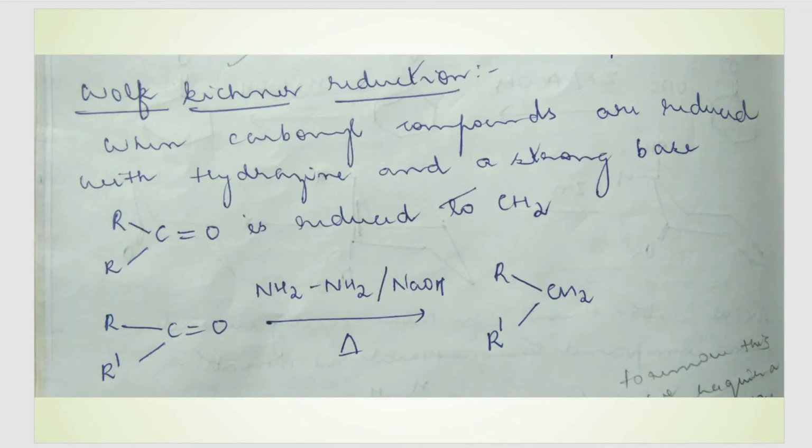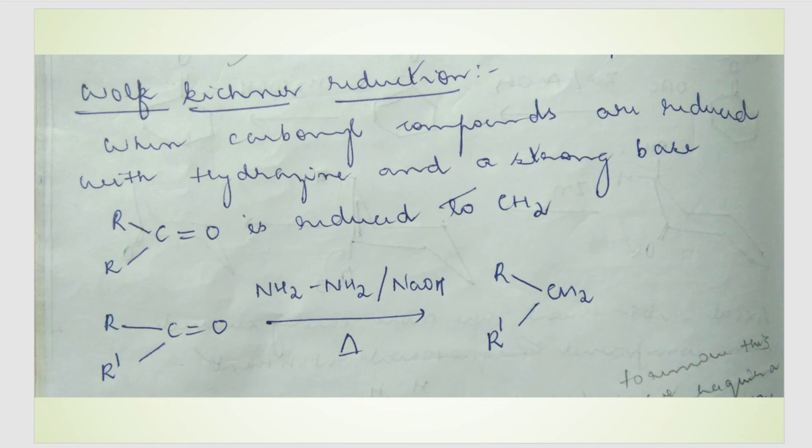Next is another very important reaction. All these named reactions are very important. That is the Wolff-Kishner reaction. When a carbonyl compound is reduced in the presence of hydrazine and a strong base, we get the reduction of the carbonyl compound. We are reducing this ketonic group to a CH2 group. You can see the C double bond O group in the presence of hydrazine. What is hydrazine? NH2-NH2. In the presence of a strong base, the C double bond O group is converted into a CH2 group.